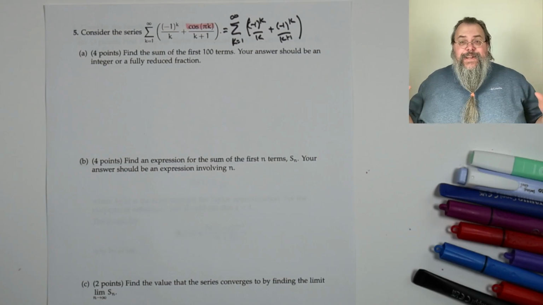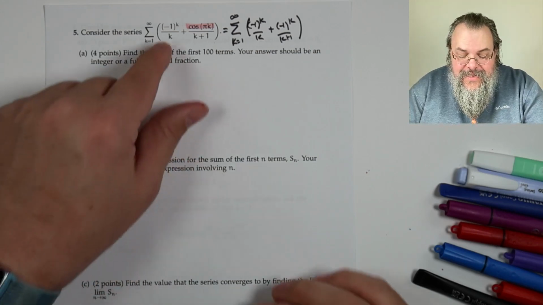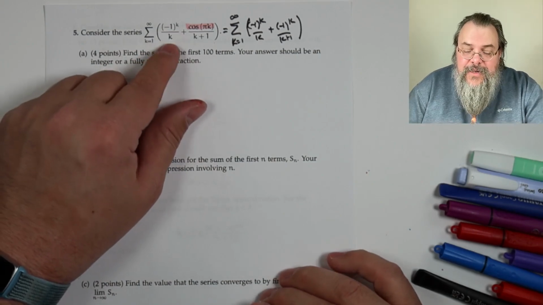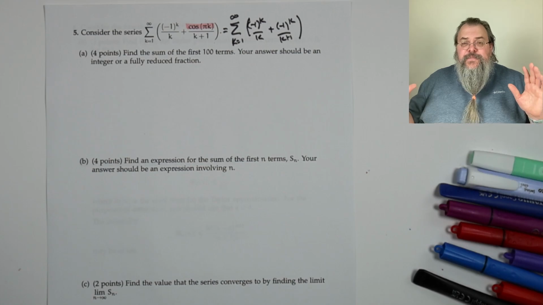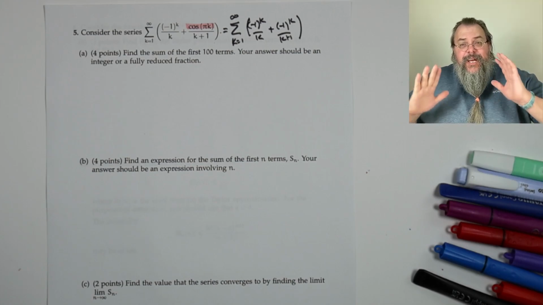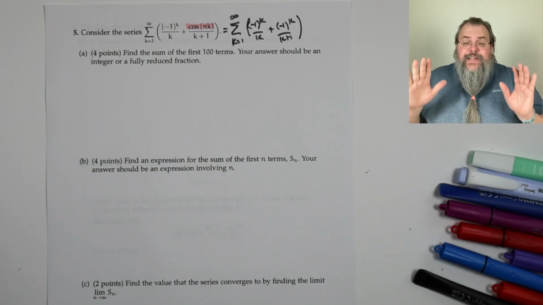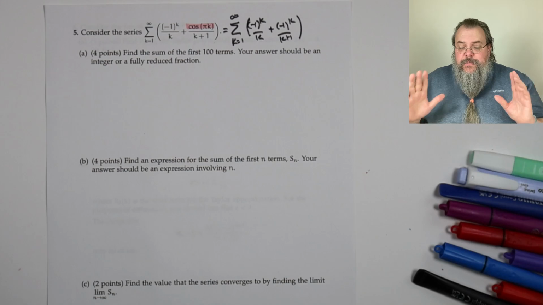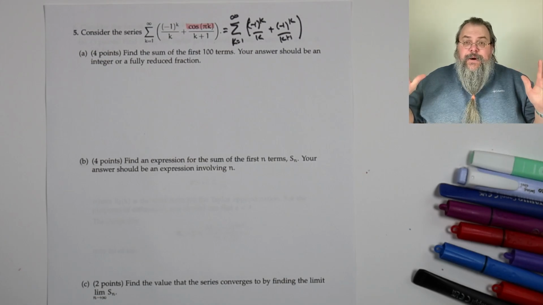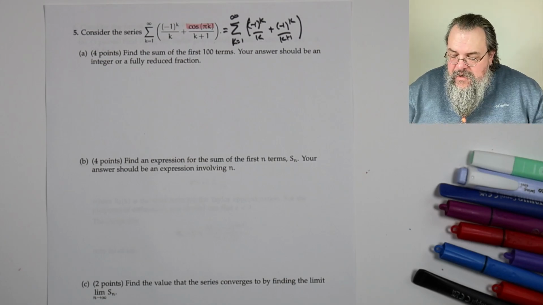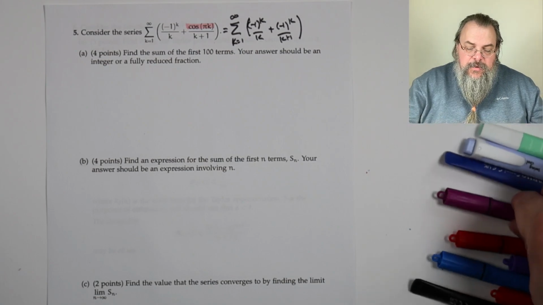Well, we can tell it's not geometric because this k is not an exponent. So it's like, okay, so it's not geometric. So we suspect telescoping. So we're going to write down a couple of terms until we spot the pattern. And once we spot the pattern, then we'll go on from there. Okay, so here we go.